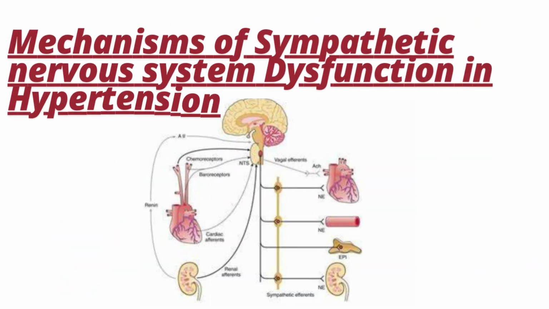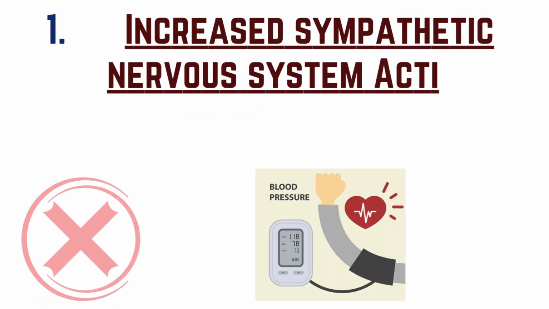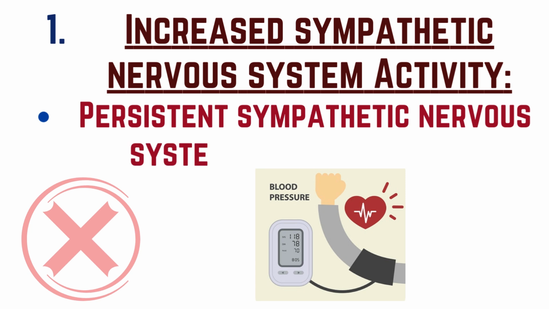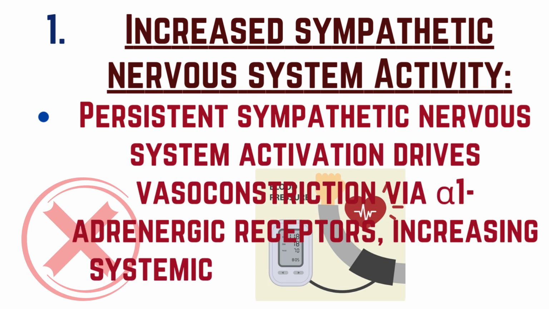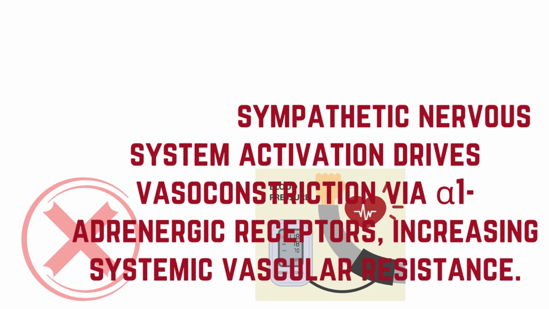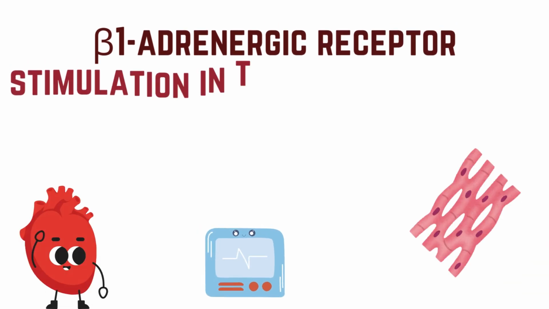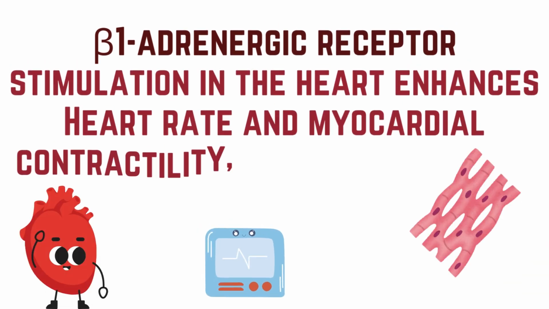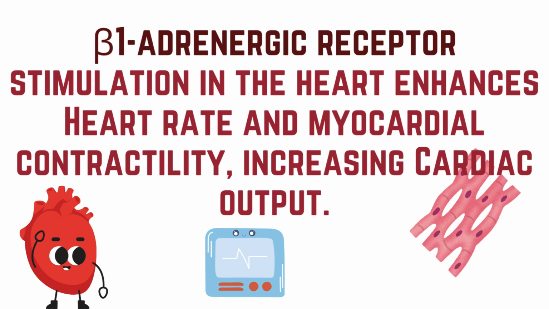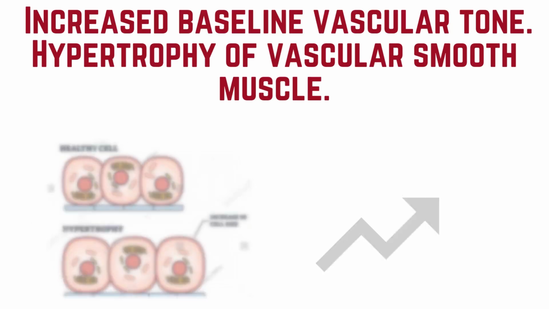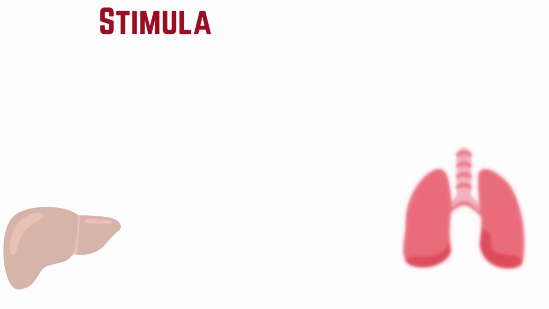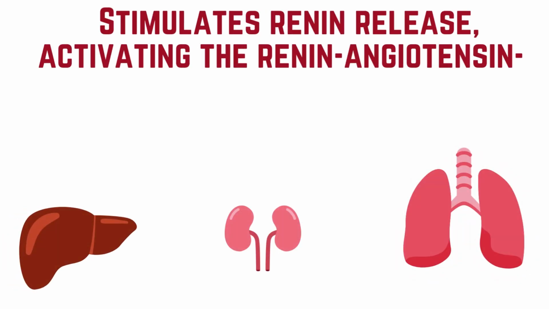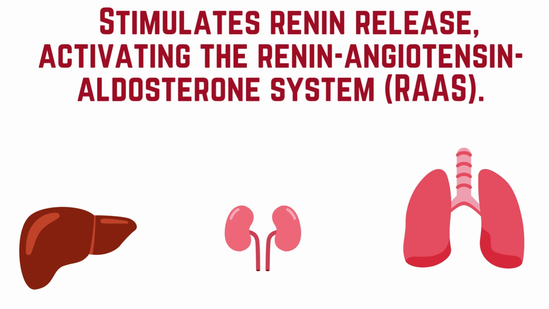Mechanisms of sympathetic nervous system dysfunction in hypertension. 1. Increased sympathetic nervous system activity. Persistent sympathetic nervous system activation drives vasoconstriction via alpha-1 adrenergic receptors, increasing systemic vascular resistance. Beta-1 adrenergic receptor stimulation in the heart enhances heart rate and myocardial contractility, increasing cardiac output. Increased baseline vascular tone and hypertrophy of vascular smooth muscle. It also stimulates renin release, activating the renin-angiotensin-aldosterone system, RAAS.